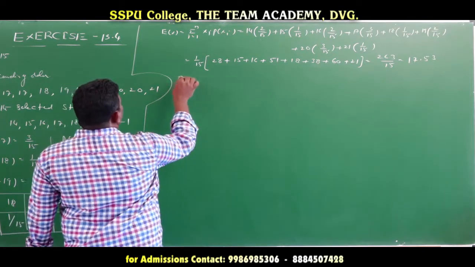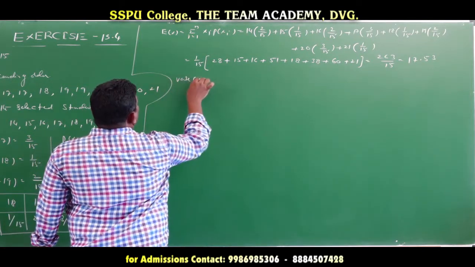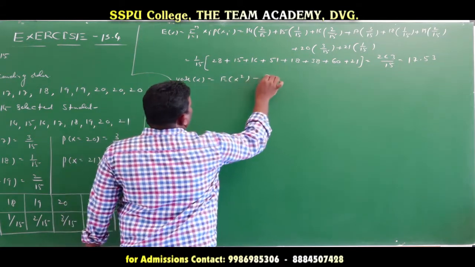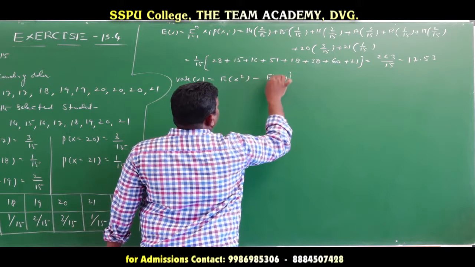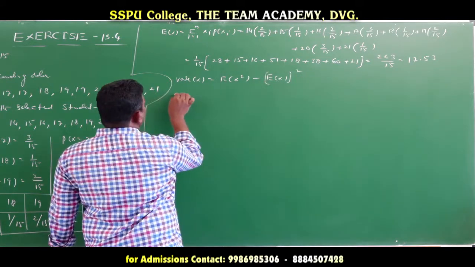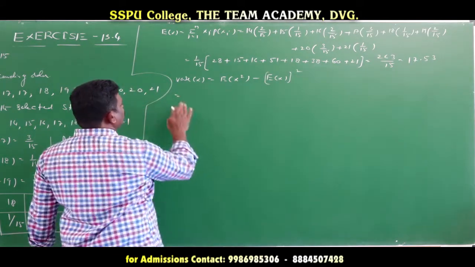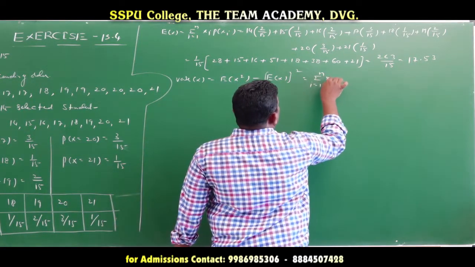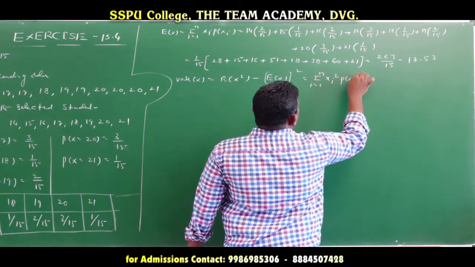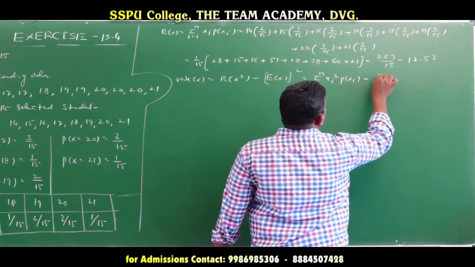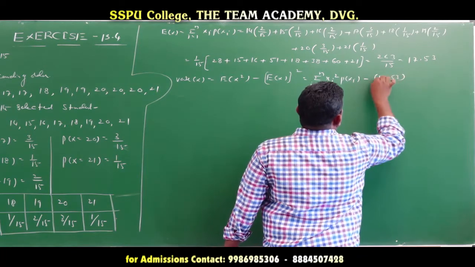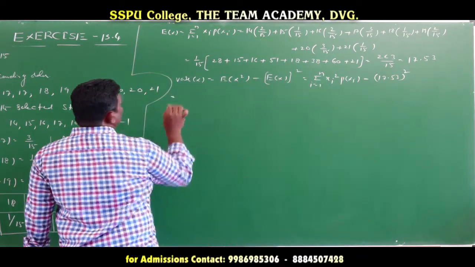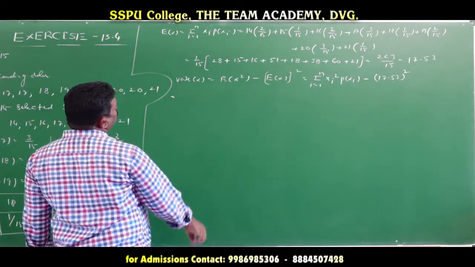Now here, what we find out next: variance of x. Variance of x means what? Expectation of x square minus expectation of x whole square. Expectation of x, we already know that formula: sigma i equal to 1 to n of xi square probability of xi, minus this value, 17.53, whole square.